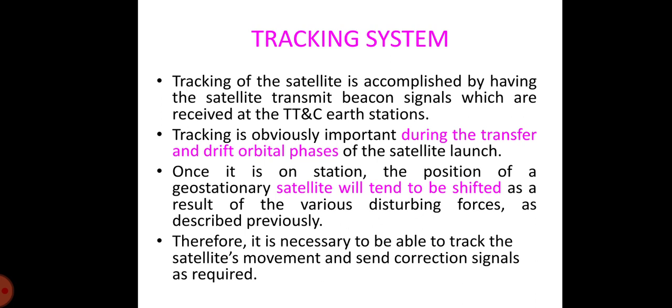Tracking of the satellite is accomplished by having the satellite transmit beacons which are received at the TTC Earth station. Tracking is obviously important during the transfer and drift orbital phases of the satellite launch. Once it is on station, the position of the geostationary satellite will tend to be shifted as a result of the various disturbing forces, and therefore it is necessary to be able to track the satellite's movement and send correction signals as required.